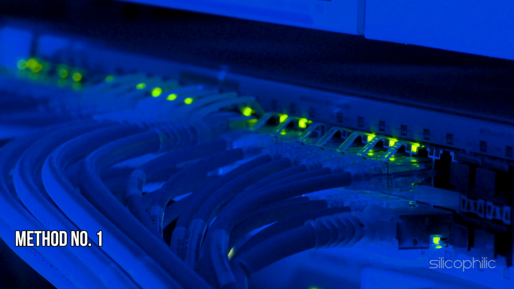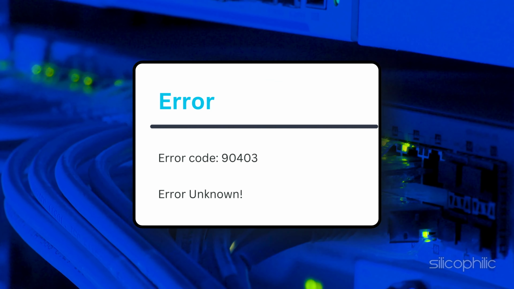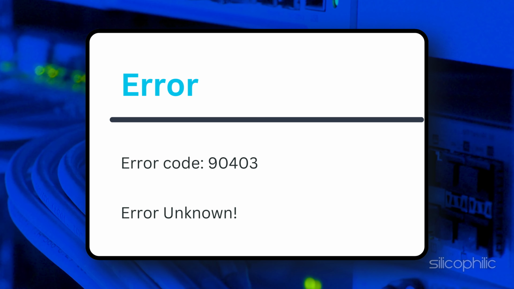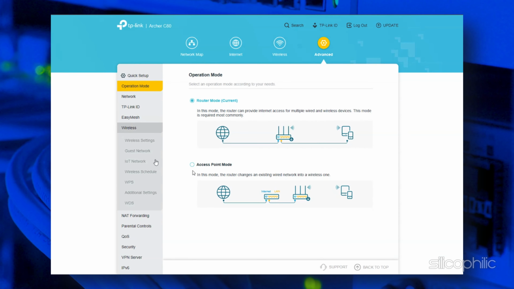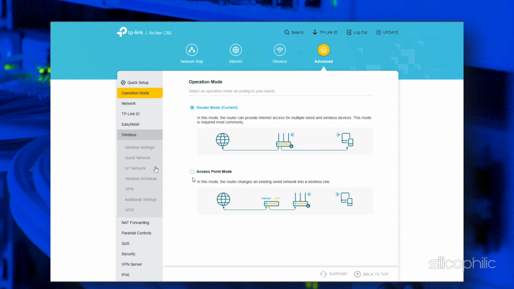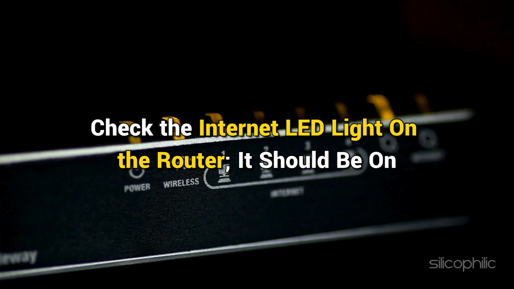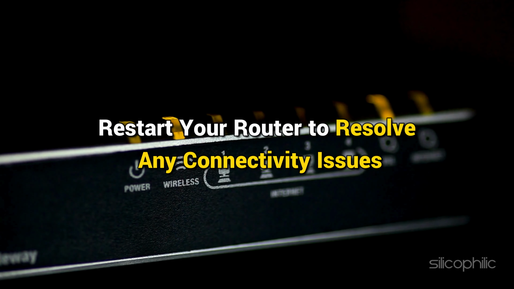Method 1. Check internet connection. Error code 90403 on your TP-Link Archer C80 router typically indicates an unknown error while accessing the router's control panel. To fix the issue, first ensure your router is connected to the internet. Check the internet LED light on the router. It should be on. Restart your router to resolve any connectivity issues.